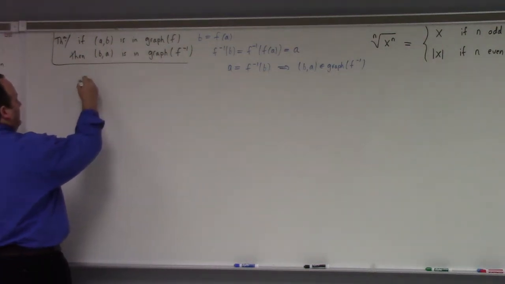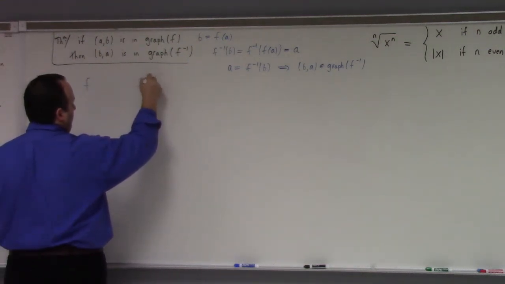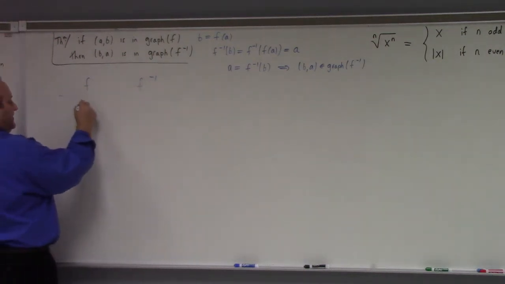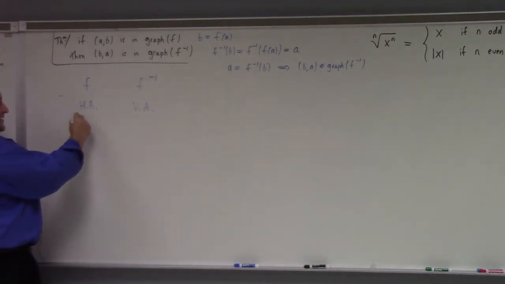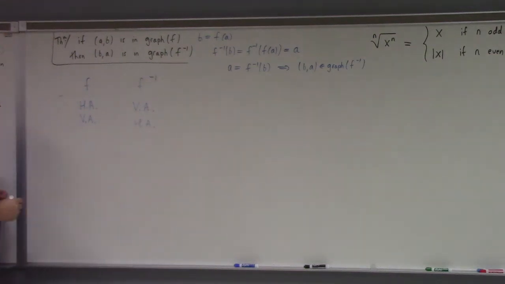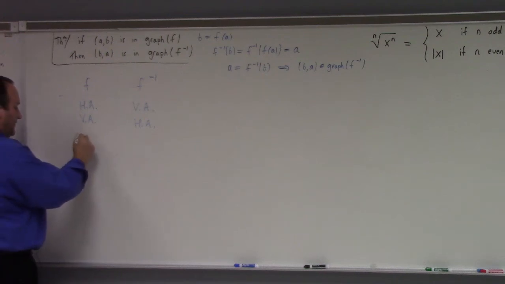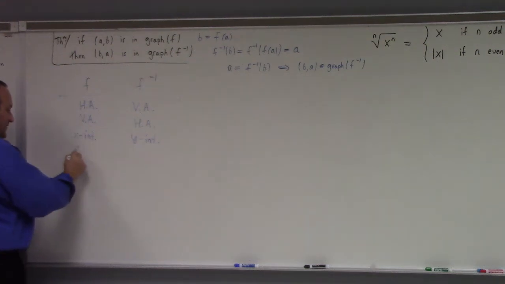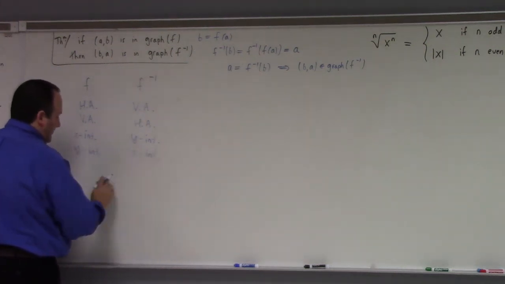And so here we go. On the one side you have f, on the other side you have f inverse. All right, and we can make a little table. And here's how it goes. If you've got a horizontal asymptote over here, you get a corresponding vertical asymptote over there. If you've got a vertical asymptote over here, you get a horizontal asymptote over there. If you have an x-intercept over here, it gives you a y-intercept over there. If you have a y-intercept over here, you get an x-intercept over there.